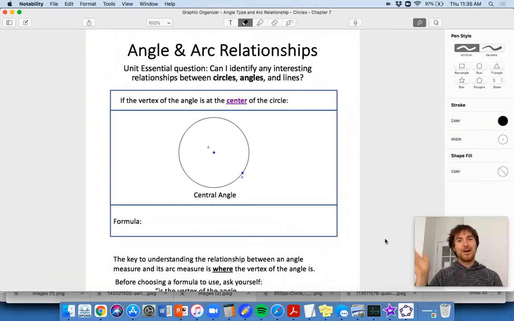All right. Hey, everybody. I know that you have a problem set this weekend, so I'm going to try to make this video pretty quick. I think it should help you. In the last few sections, we've really spent time looking at the angle relationships with circles.